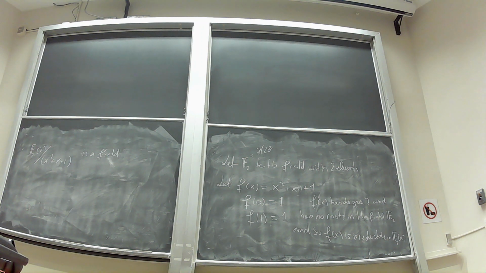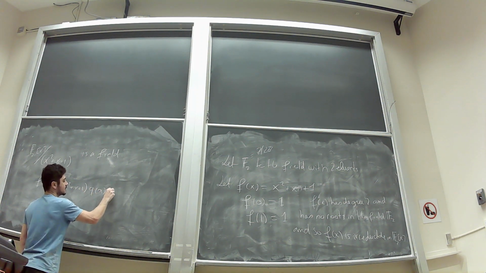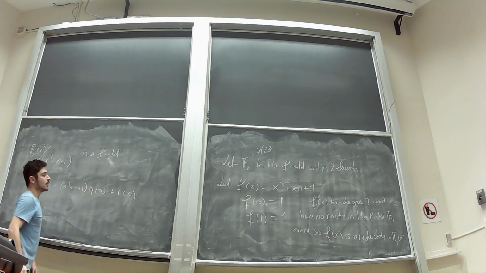Write down f of x. So, as an exercise, write down f of x as x squared plus x plus 1 times q of x plus r of x. What can you say about the degree of r in that case?